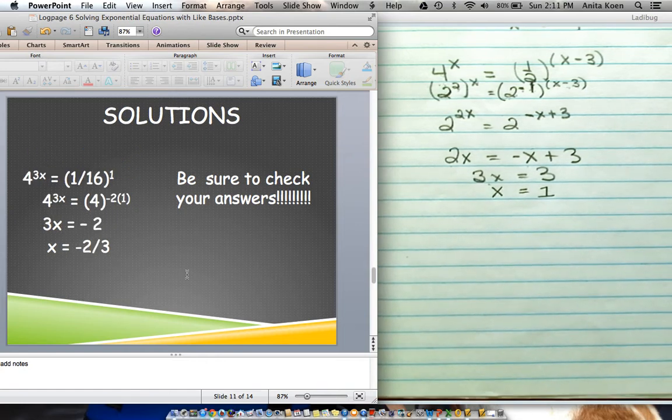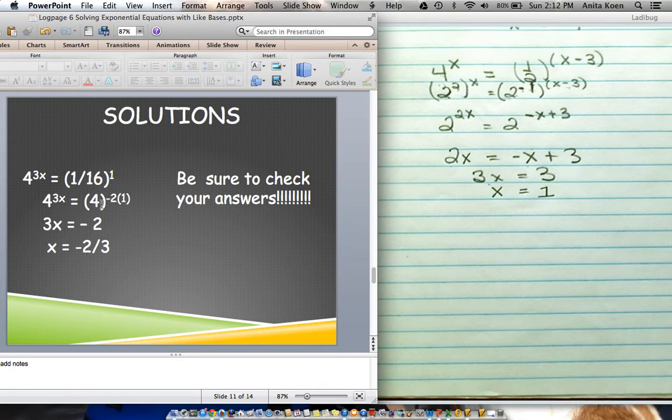And here's the last one. 4 to the 3x equals 1/16 to the first. Well, 4 squared is 16, and since this is the reciprocal of 16, we're going to change 1/16 to 4 to the negative 2. So that's 4 to the 3x equals 4 to the negative 2 times 1.